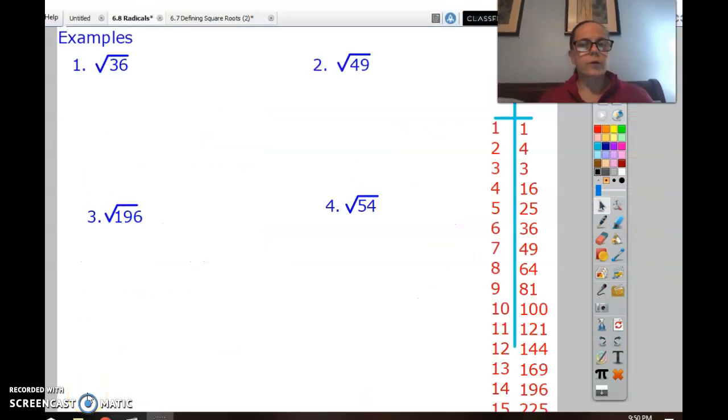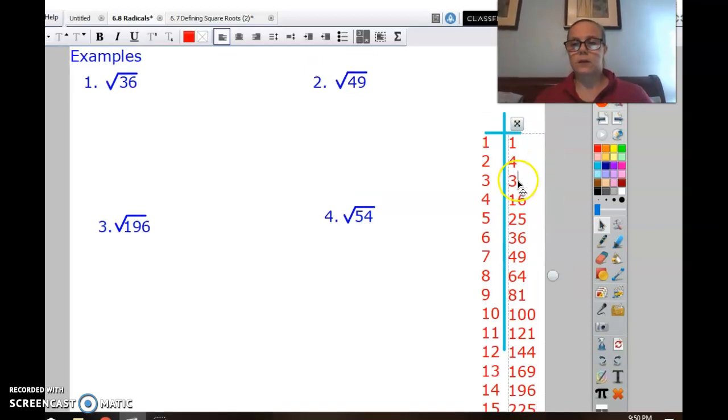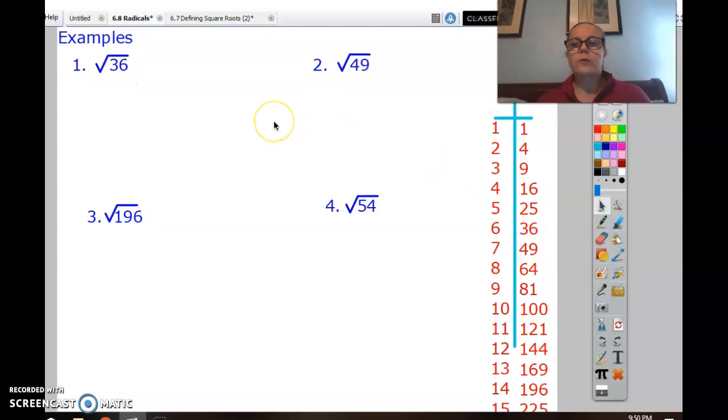All right, so if we look here at the example page, and if you look over here on the side, I typed up what our note card would look like if we were in class and we would have made it. But right now we can just use this, whoops, as that is a typo. That should be 9. All right, so if we look at number 1, we have the square root of 36.